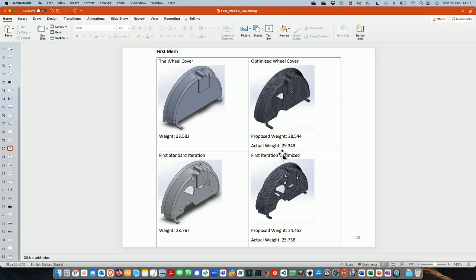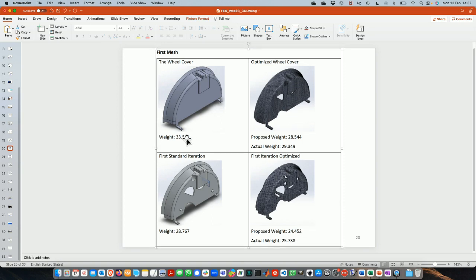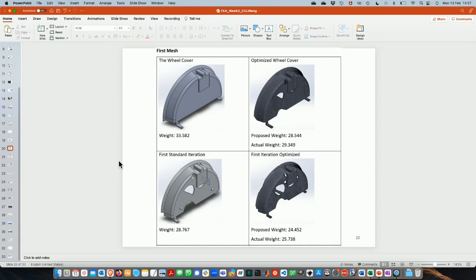So it comes down all the way to the first standard iteration, the optimized wheel cover, first iteration. On the bottom right you can see the weight is somewhere around 24, 25 kilos, where you started with about 33 kilos. That's about 8 kilos, which is almost 25% weight reduction, right? So what you're doing here, if you can see, is you've created a lot of holes in a way. So I call this work poking holes. You take a mesh, start to delete your elements, and see if it works.